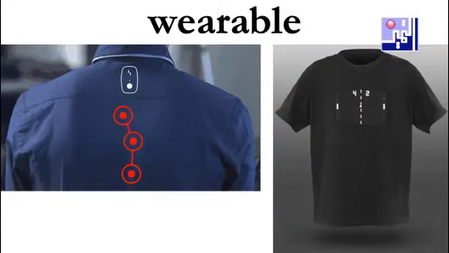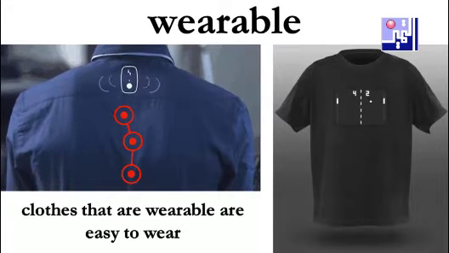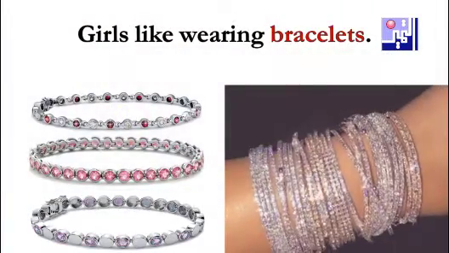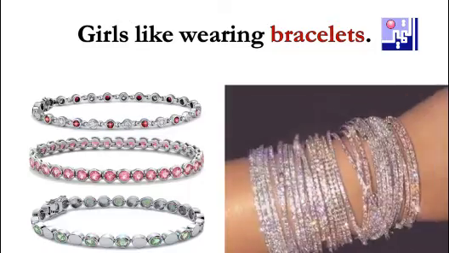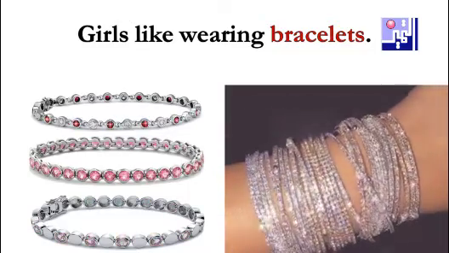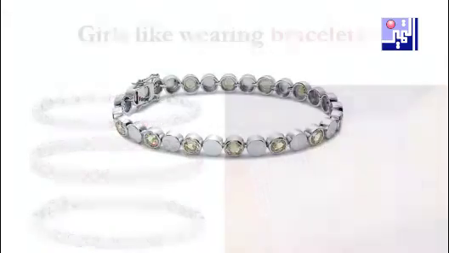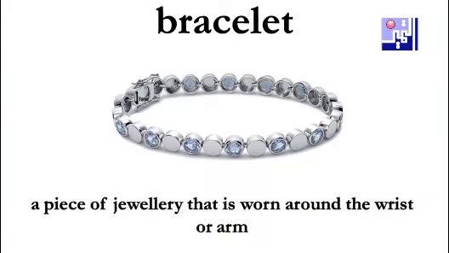Wearable is an adjective. Clothes that are wearable are easy to wear. Bracelets comes from the singular bracelet. Girls like wearing bracelets. Bracelet is a noun, a piece of jewelry that is worn around the wrist or arm.